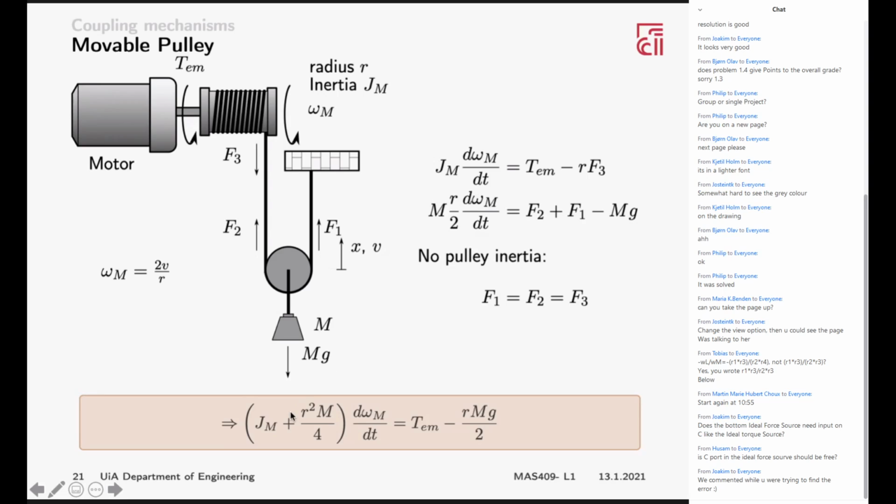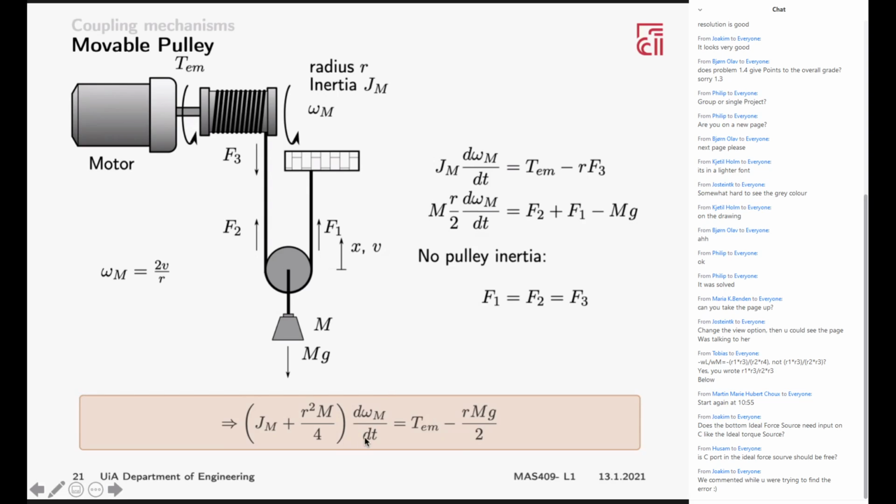And then we write the final equation: equivalent inertia times acceleration equals TEM minus RMG, divided by 2. We have divided by 2 now because when the mass is moving 1 meter, the wire here needs to be wound up 2 meters, because you have a length on the right and a length on the left. So we need twice as much wire displacement to get displacement of the mass in the middle.